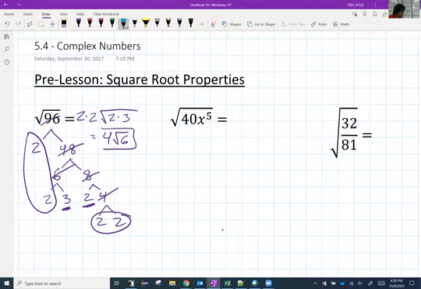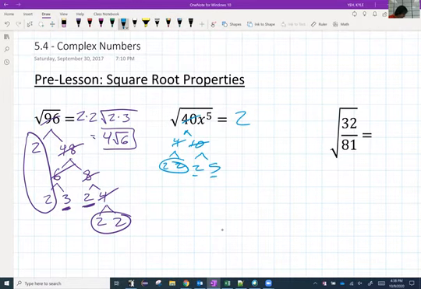Let's try another one. 40x to the 5th inside that square root. So I'm going to start with just the number part. 40, I could say, is 4 times 10. 4 is 2 times 2. 10 is 2 times 5. And I can't break any of those down. Those are prime numbers. So do I have any pairs? Yes, I do. I have a 2, so I can pull it out. And it looks like I'm going to be left with a 2 and a 5 inside. So I know I'm going to multiply them. 2 times 5 is 10. So notice when we find a pair, only one of the numbers gets to come out. The pair only counts for 1. That's why we only had 1 2 here.